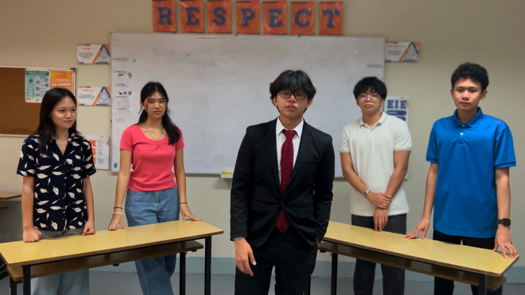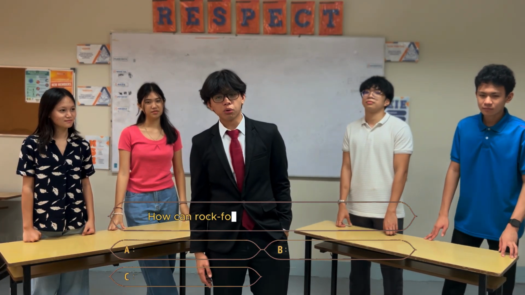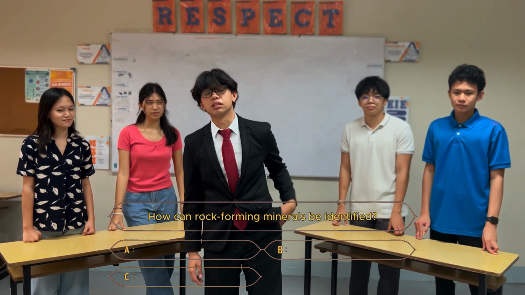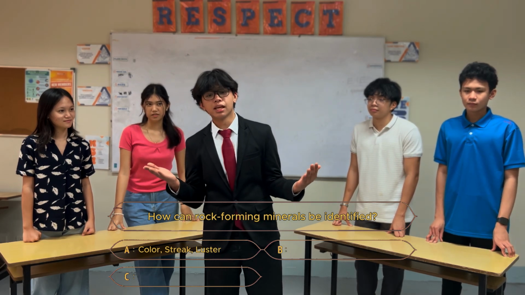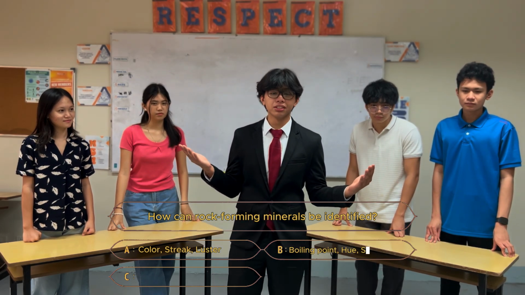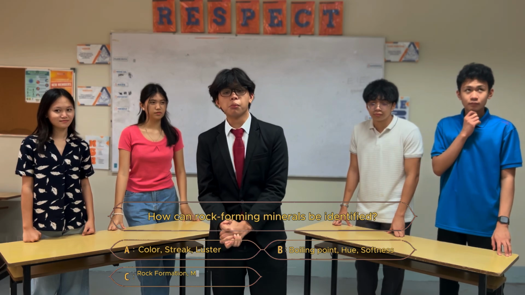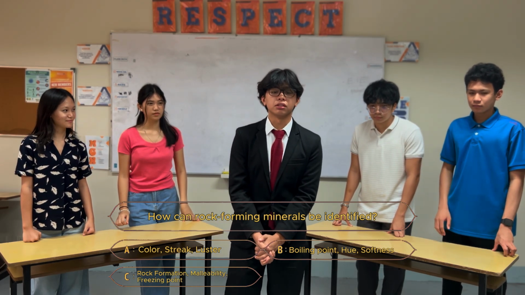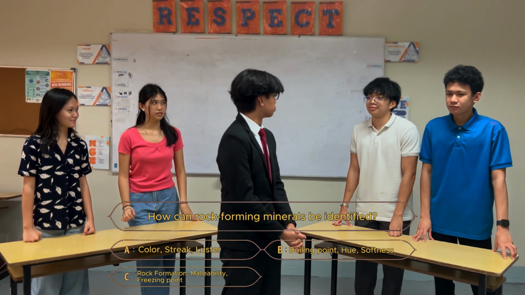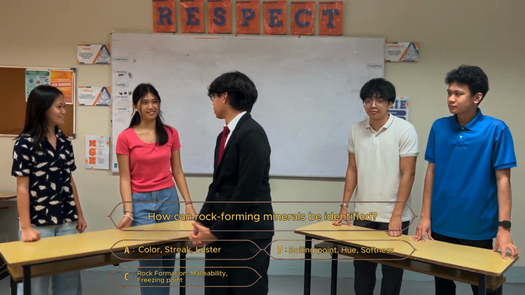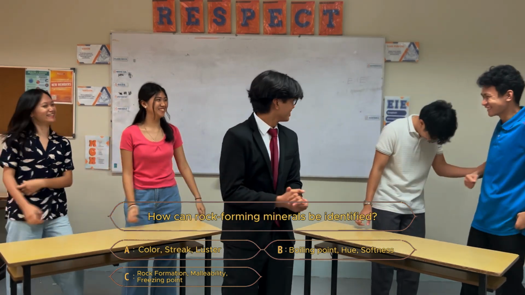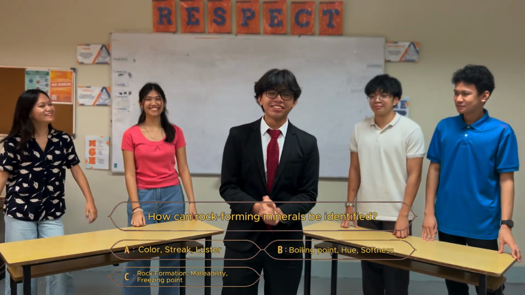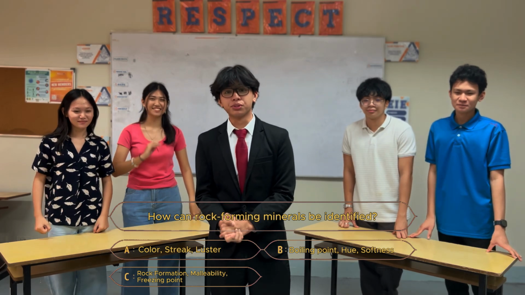As for question 1, how can rock forming minerals be identified? A, by color, streak or luster. B, boiling point, hue or softness. C, rock formation, malleability or freezing point. Go. Your C. Wrong. A. Correct. You got the point of the show's first question.